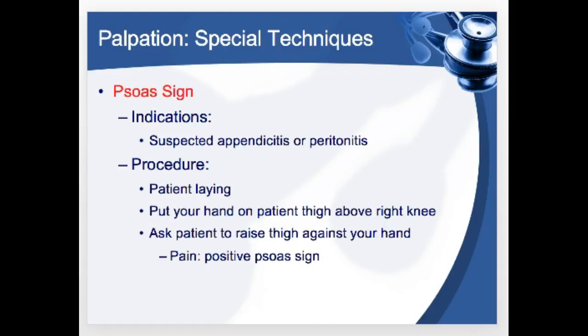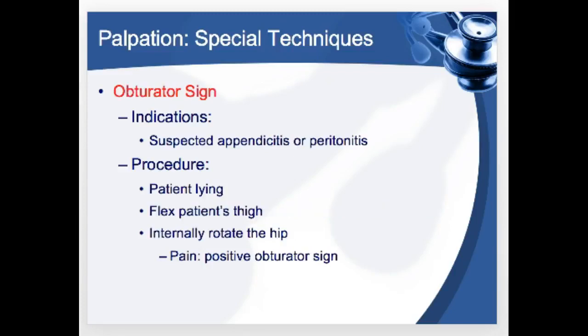There are a couple other signs that can indicate peritonitis or appendicitis. One of them is the psoas sign, and this is assessed when the patient is lying down. You put your hand on the patient's thigh above their right knee and ask them to raise their thigh against your hand. If there's pain in the right quadrant, the right abdomen, this is a positive psoas sign. This is because those muscles all tie in to that right area. So if there's inflammation in the right quadrant, then it can be exacerbated by activating the muscles surrounding that area.